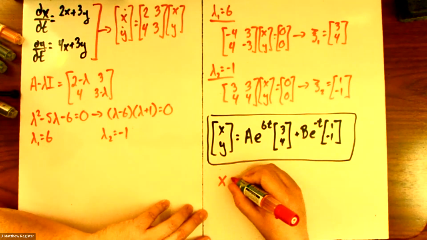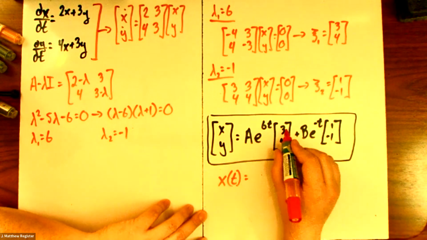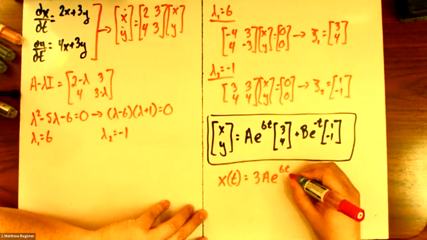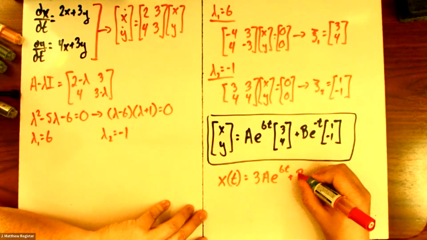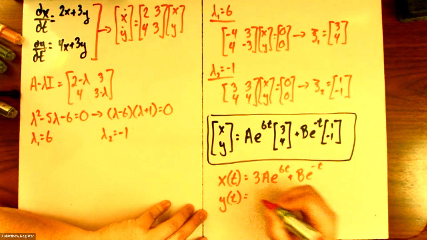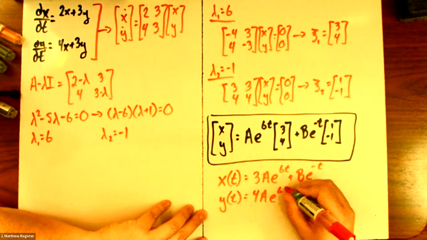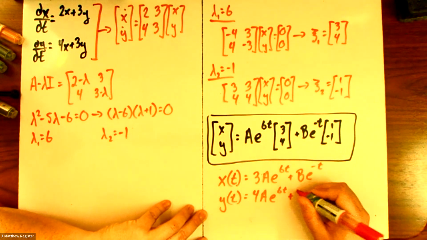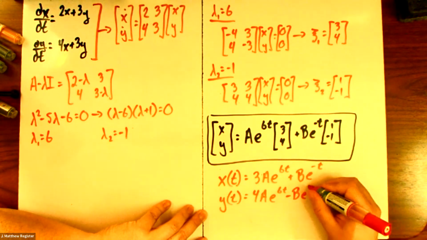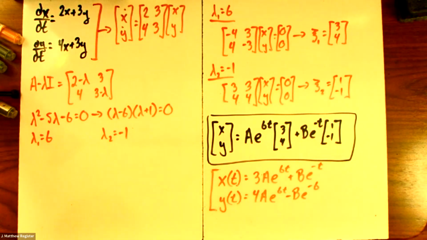is x equals, I guess we could say x of t equals 3a e to the 6t plus 1b e to the -t, and y of t is going to be equal to 4a e to the 6t plus, well, now it's going to be a minus b e to the -t. So this is the set of parametric equations which are defining the solution.